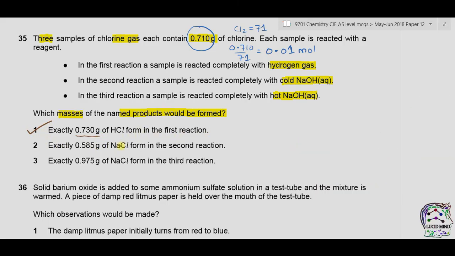Now doing the same for the second reaction. The reaction is between chlorine and cold sodium hydroxide. The balanced equation will be like this.